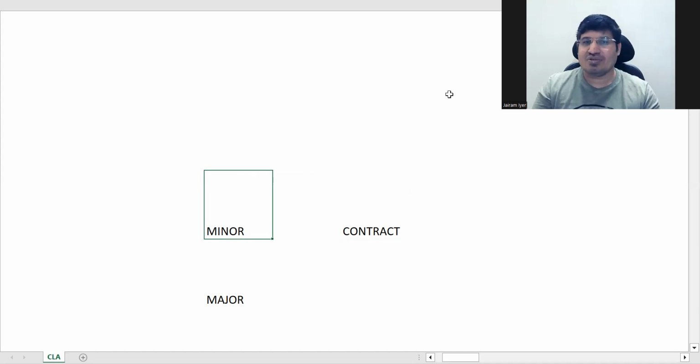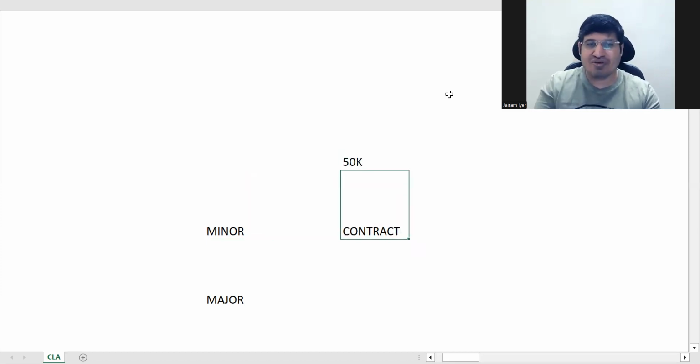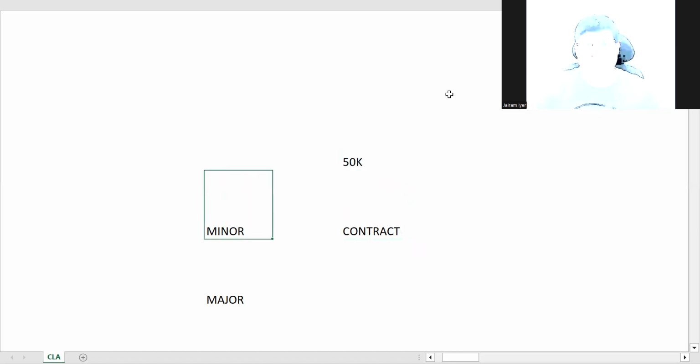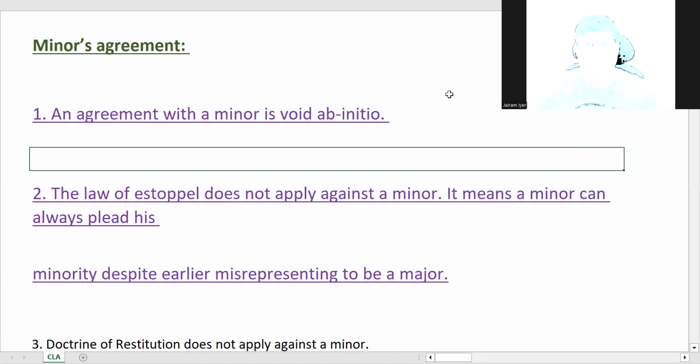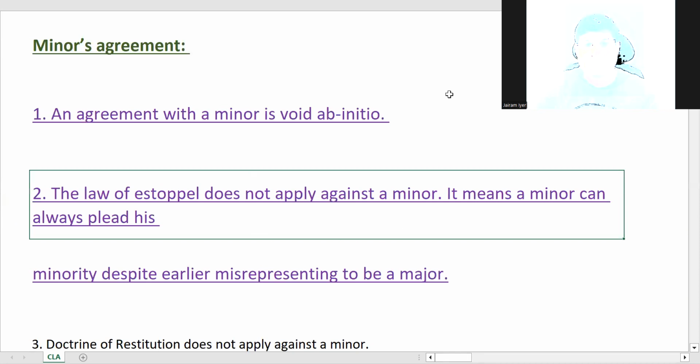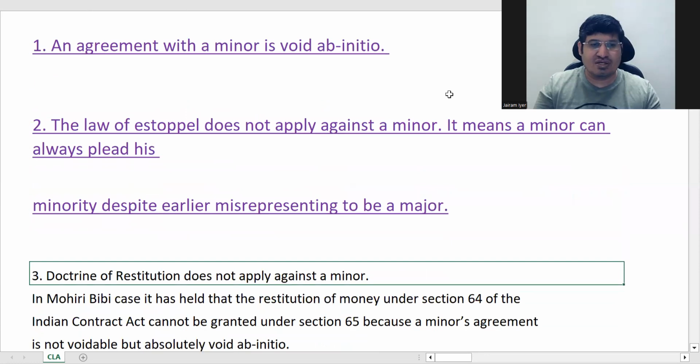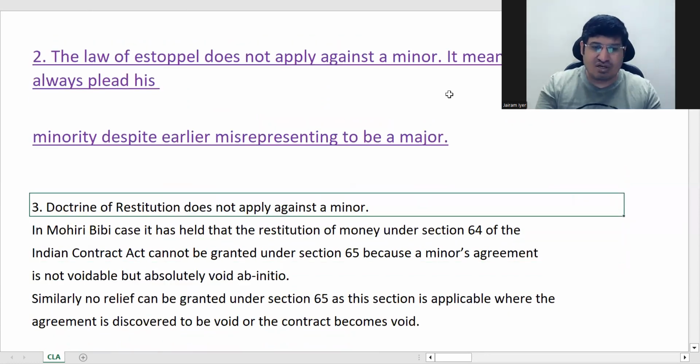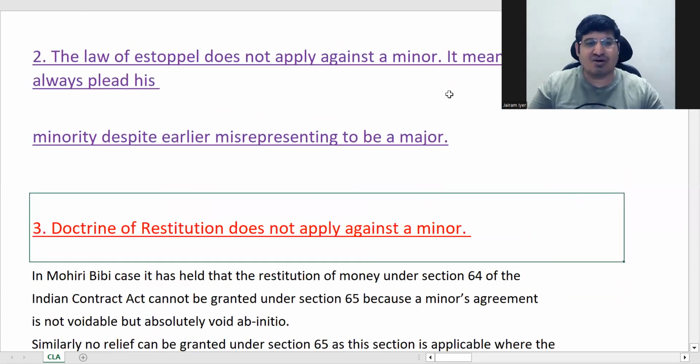Which is why, if there is any loss to the person who dealt with him, say a loss of 50K which the minor has to pay, and he has pleaded his minority, then this 50K will be a loss for this person. So the law of estoppel does not apply to a minor. This is one exception. Fine. The doctrine of restitution also does not apply to a minor.